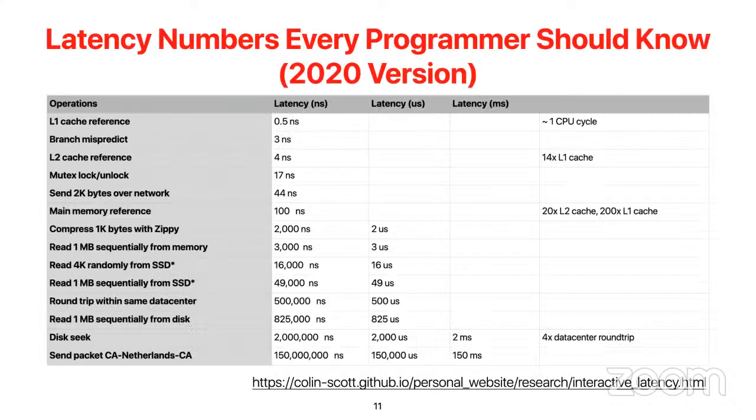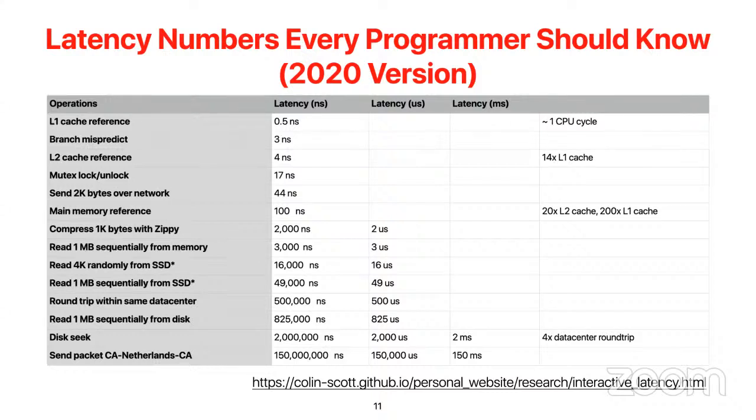So here is some number that I want to give you. This is the latency number every programmer should know, and it's updated just before the lecture. It's the latest 2020 version. We haven't called it 2021 because we haven't made a new version. But for the 2020 version, here is what it looks like.